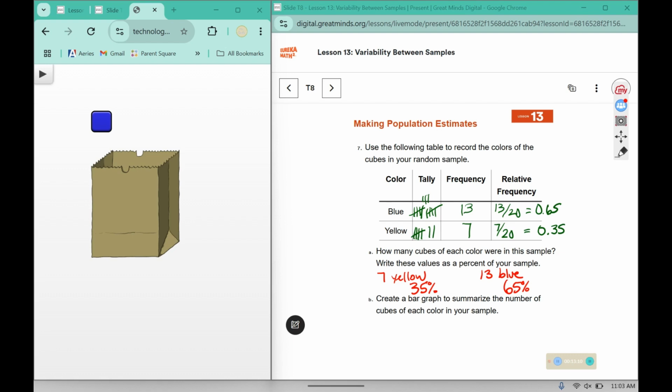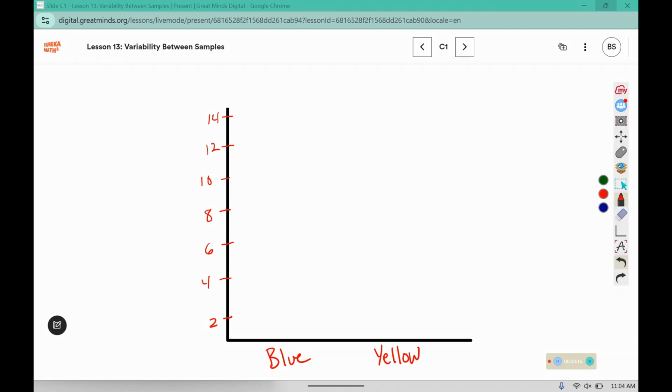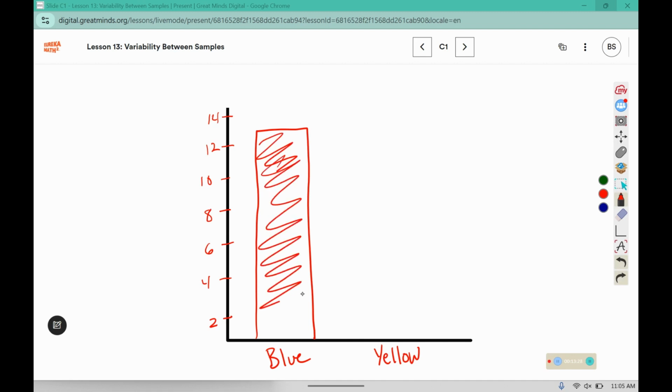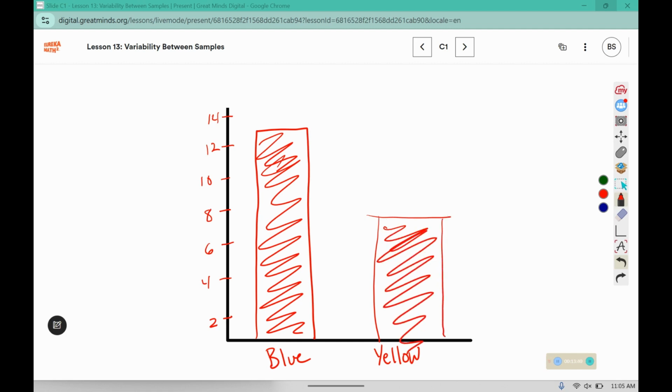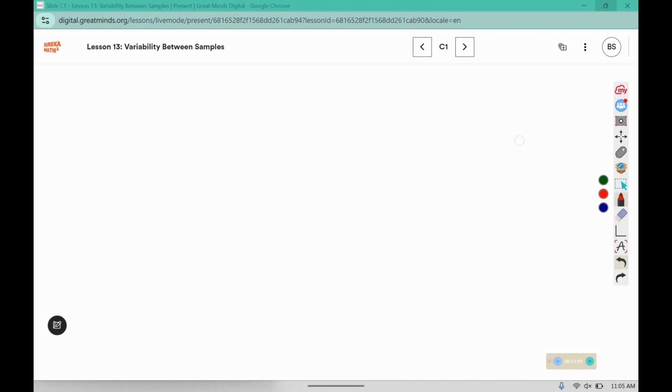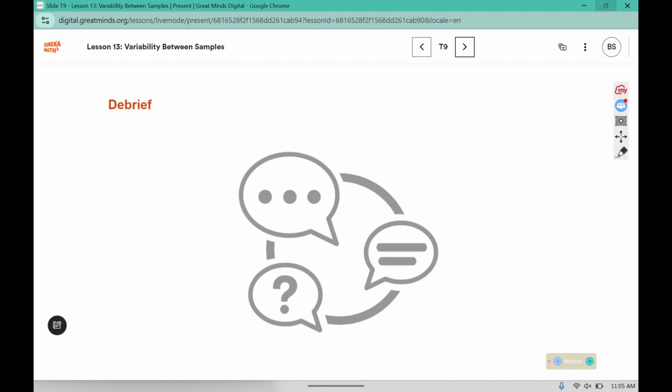Create a bar graph to summarize the number of cubes of each color in your sample. For the blue, we had 13, so our bar needs to go up to 13. And for the yellow, we had 7. So it should be lined up at 7. And then that is all for the bar graph and the end of lesson 13.